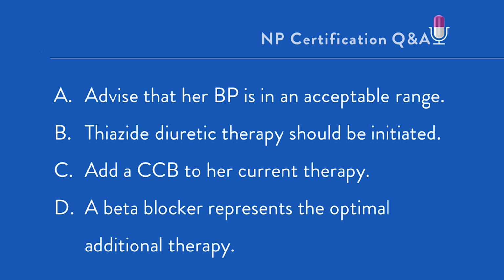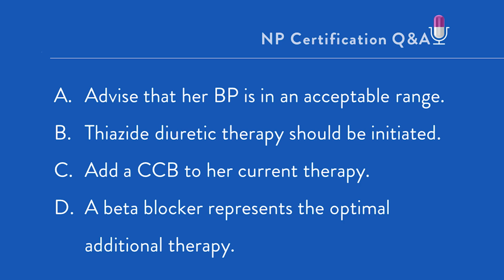Let's go back and take a look at the options here. A, advise that her blood pressure is in an acceptable range. Clearly, that is not true, because evidence-based practice dictates that her blood pressure is not at goal, as in most patients with mildly elevated blood pressure. While this needs to be addressed, she has no evidence of accelerated hypertensive TOD. In other words, that's one way of saying this is not an emergency situation. Yes, something needs to be done about it, but it's not an emergency.